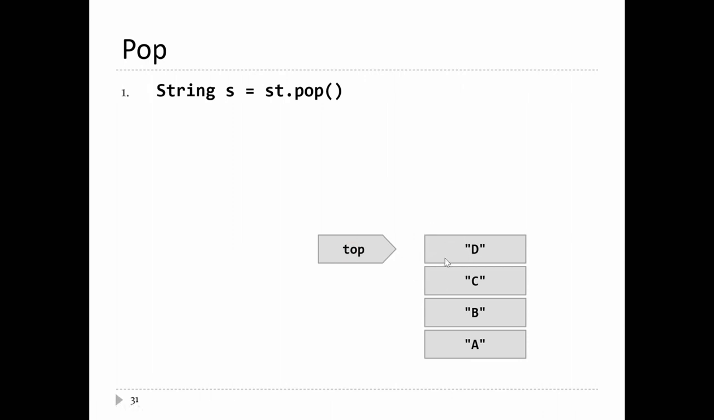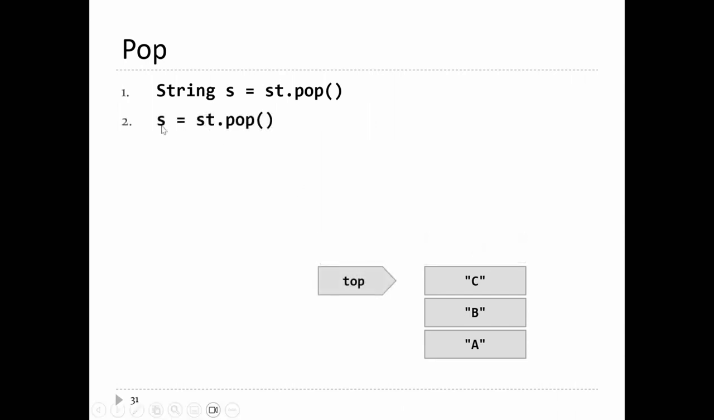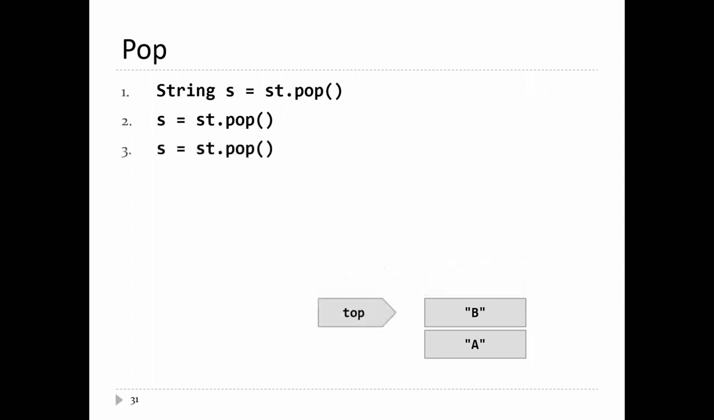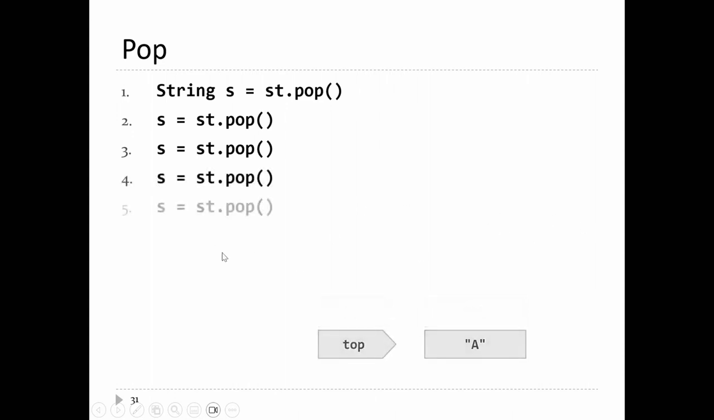The element disappears, and now the new top of the stack becomes the next element in the sequence. Pop it again, so you get the D. So S is D here. The new top of stack is C. Pop again, S is C. Pop again, S is B, and pop one more time, S is A. Notice that the first element that went into the stack, the A, was the last element to come out.